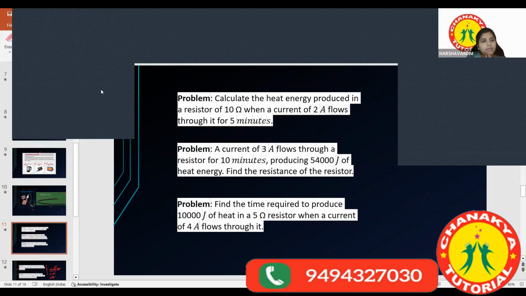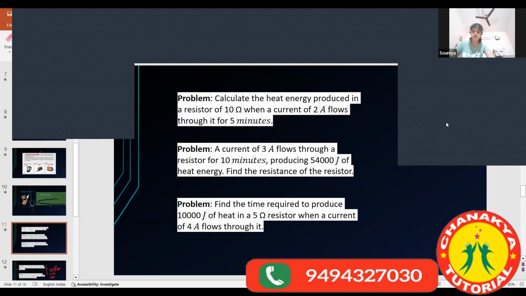Soumya, ma'am, is my answer correct? I sent it in your chat box. I'll tell you when I solve. Soumya, got the answer? No, ma'am. Chakrika, got the answer? Doing, ma'am. How much time? You can just see and tell the answer. It's a very straightforward question.